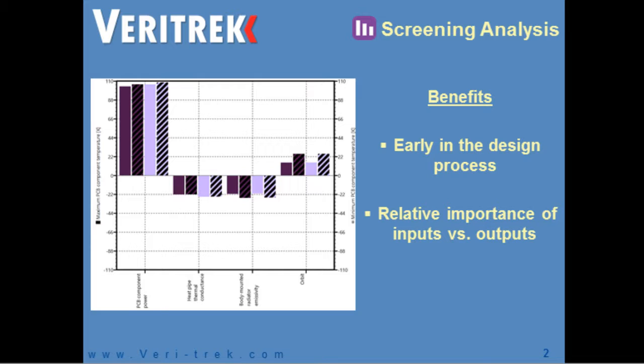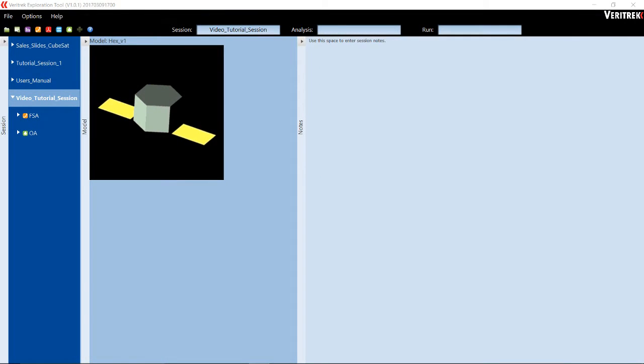Normally, a screening analysis is very computationally expensive and can take days or weeks to perform. However, Veritrek helps overcome this computation cost by utilizing a reduced order model, which allows a user to obtain just as significant results in a matter of seconds. We will now look at the screening analysis feature of the Veritrek Exploration tool.